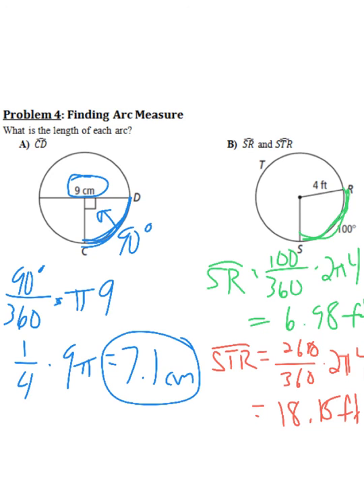So for length SR, we've got the arc is 100 degrees, so I take 100 over 360 times 2 times pi times my radius of 4. And if I type that in, I get that it is about 6.98 feet in length. For STR, if SR was 100 degrees, STR would be 360 minus that, which would give me 260. So I put 260 over 360 times 2 times pi times 4, giving me about 18.15 feet.